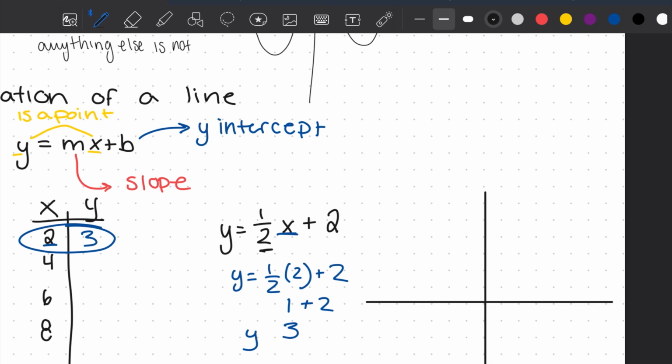So my x was 2. So 1, 2. And my y is 3. So 1, 2, 3. Which means that my point on the graph is right here. And that's my first point.